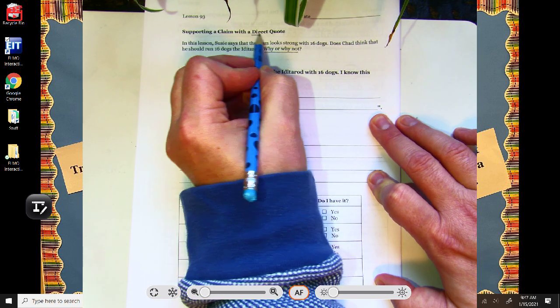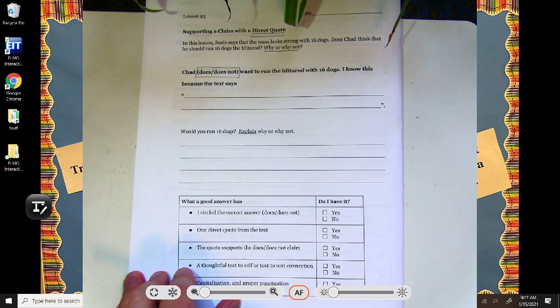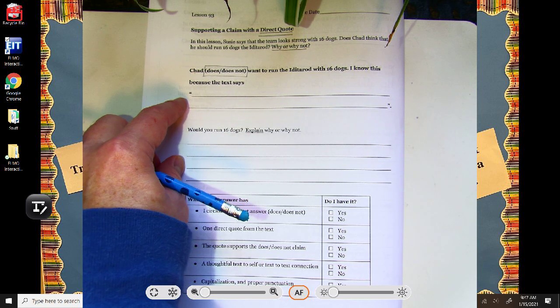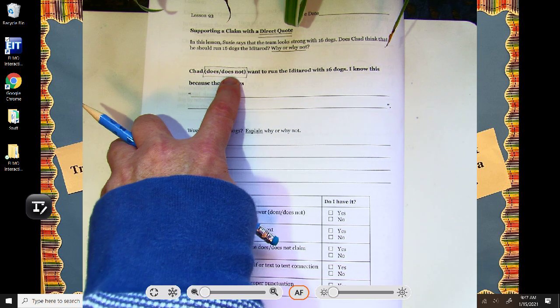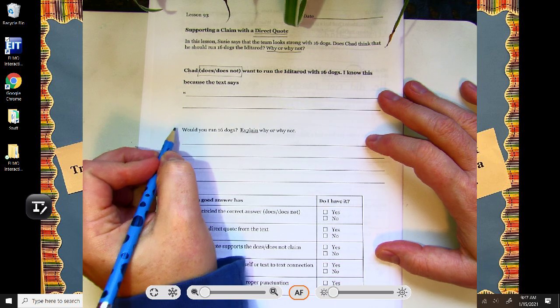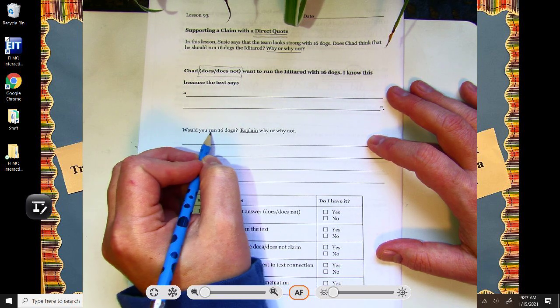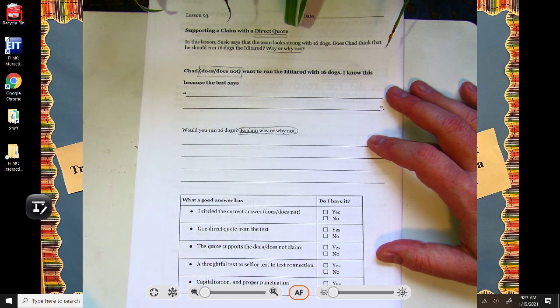A direct quote, which means actual words right out of the story. Meaning, whatever you write here, I can go into lesson 93 and find those exact words in the story that support that he does or does not want to run the Iditarod with 16 dogs. All right. Then the second part, right? Would you run 16 dogs? Explain why or why not.